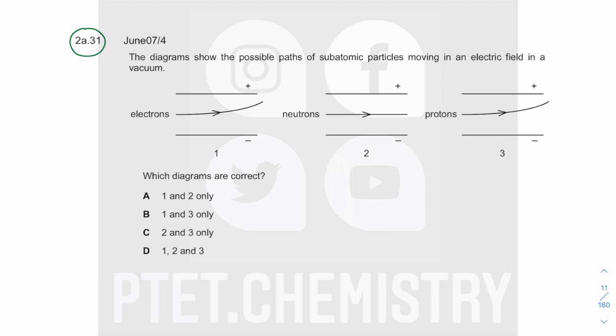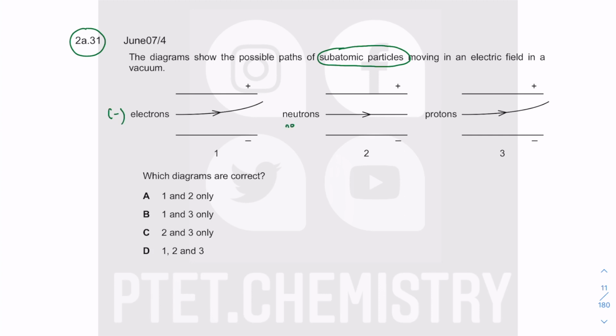In this question, we have a possible path of subatomic particles, which means really small particles like protons, neutrons, and electrons. They move in an electric field. An electric field can have a positive or negative terminal, and this is in a vacuum. The electrons are moving towards the positive terminal, which makes sense because electrons are negatively charged. They will be deflected towards the positively charged terminal, to which they are attracted.